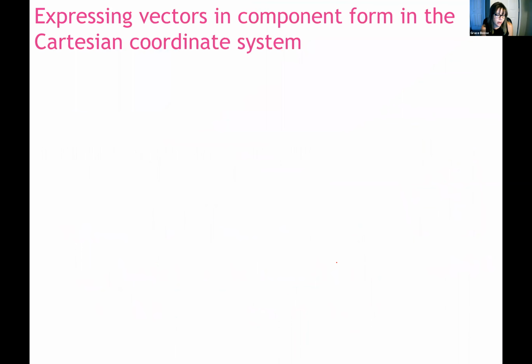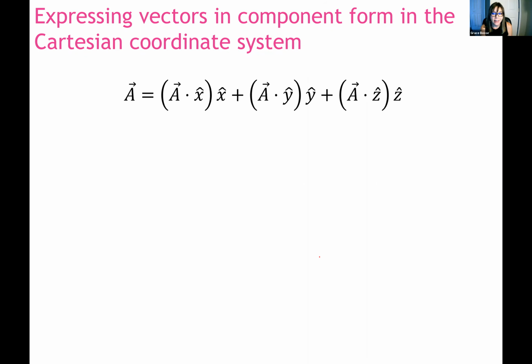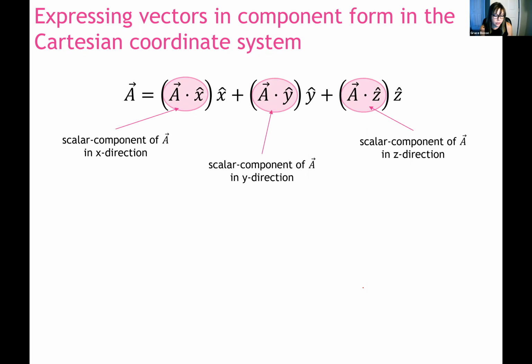So another use of expressing these vectors in component form is actually just identifying the scalar components or vector components of the vectors along particular directions. So here's again our generic expression for a vector in component form. Each of these terms contains a scalar component of vector A in the particular directions that define our space. So vector A dotted with x hat, that's the scalar component of vector A in the direction of x hat, so in the x direction.